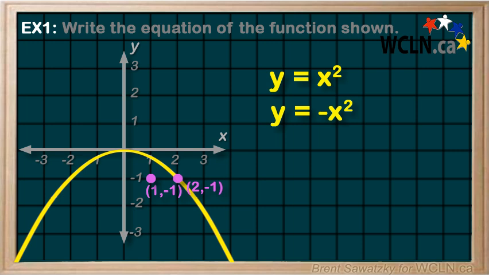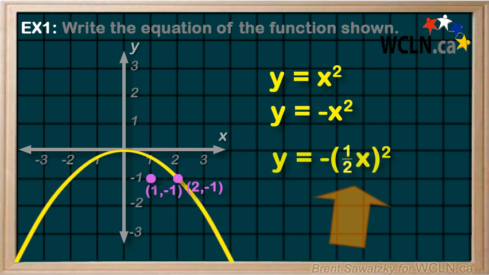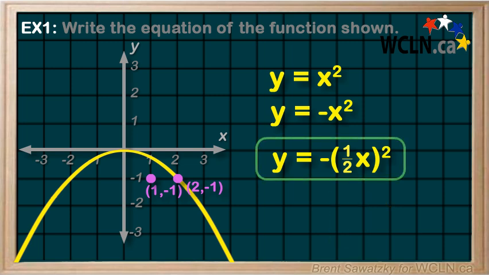To describe this horizontal expansion, we'll recognize that the multiplier is 2. The x value was multiplied by 2. So the reciprocal of 2 is 1/2. And that's our coefficient in with the x here. The equation describing this graph would therefore be y equals negative, and then in brackets 1/2 x all squared.